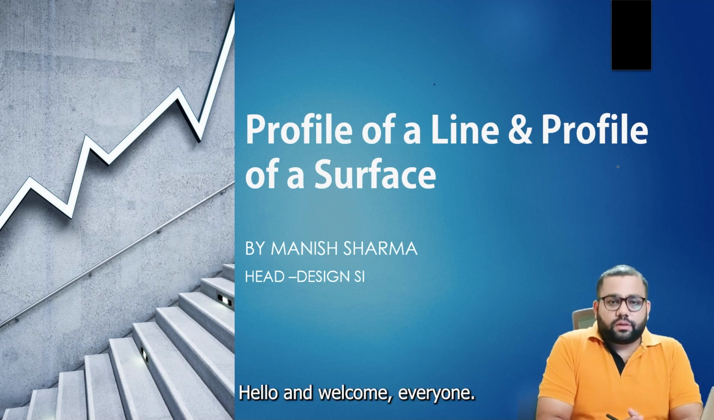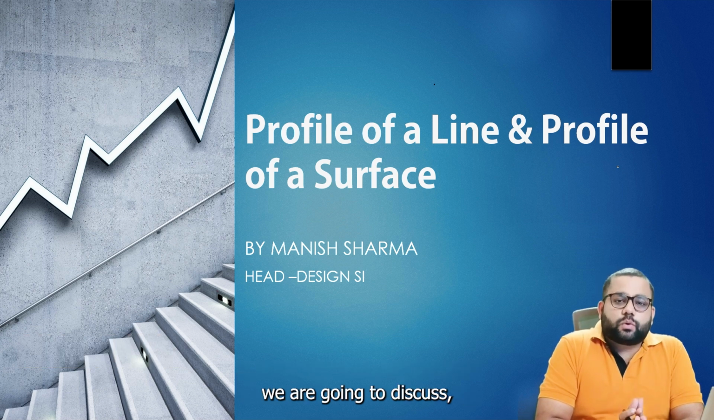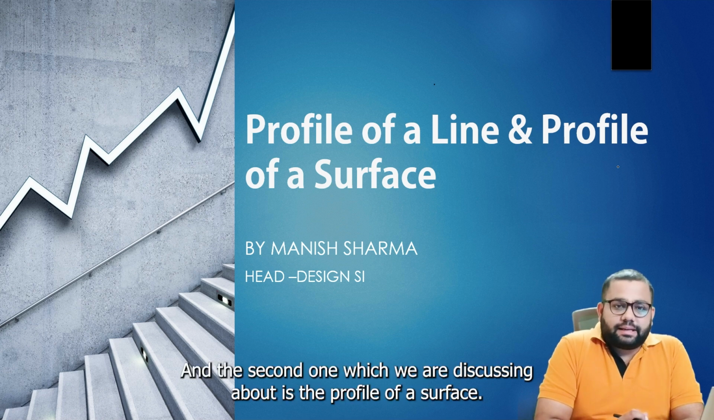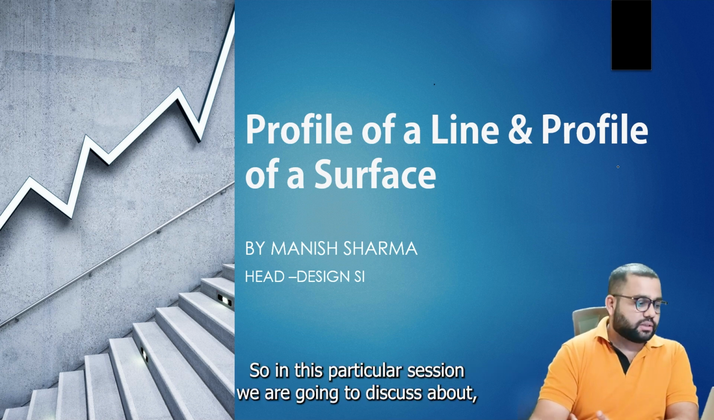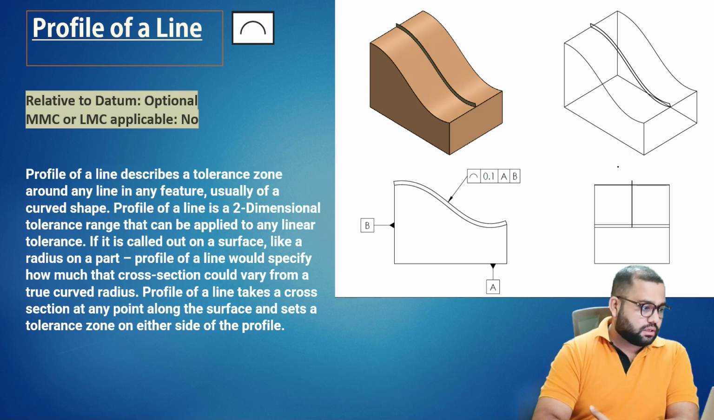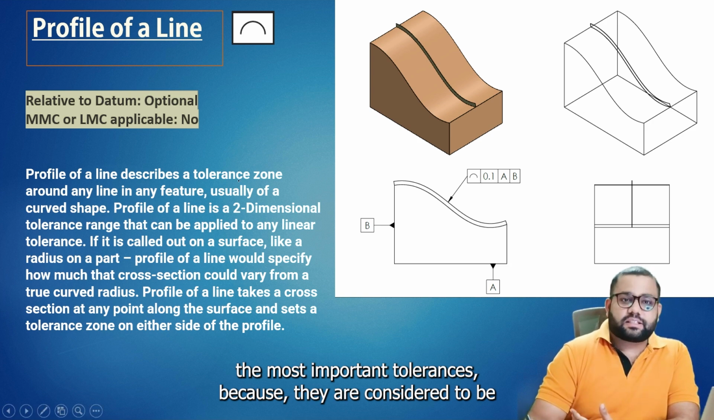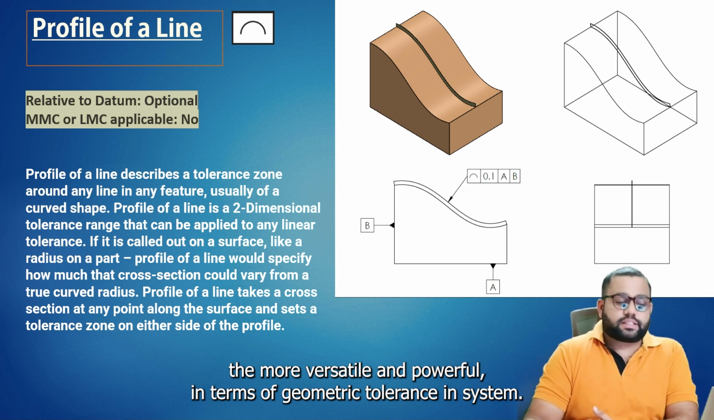Hello and welcome everyone. In today's session of geometric dimensioning and tolerancing, we are going to discuss one of the most important tolerances, which is profile of a line. And the second one we are discussing is profile of a surface. In this session, we are going to discuss the two most important tolerances, because they are considered to be the more versatile and powerful in the geometric tolerancing system.